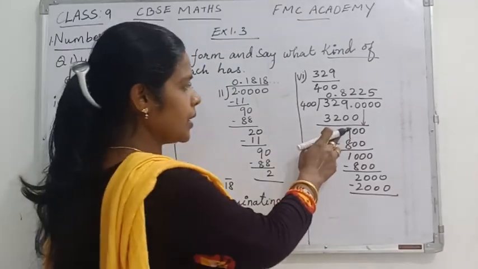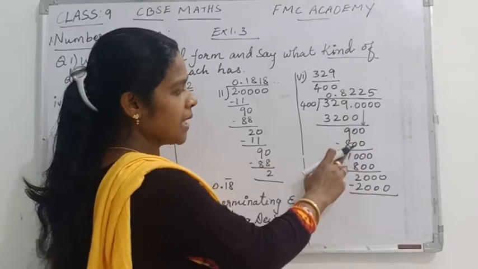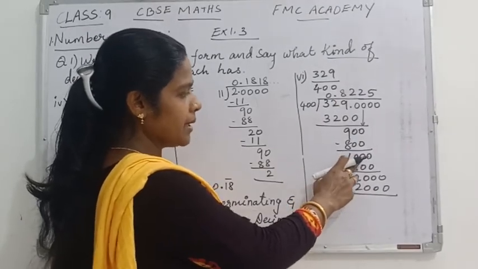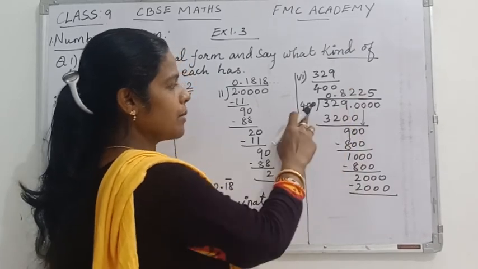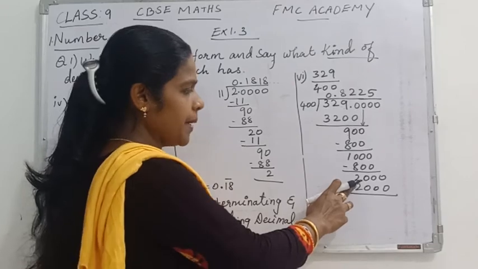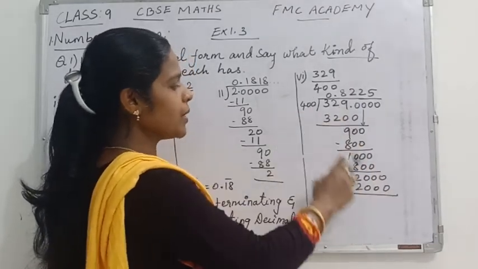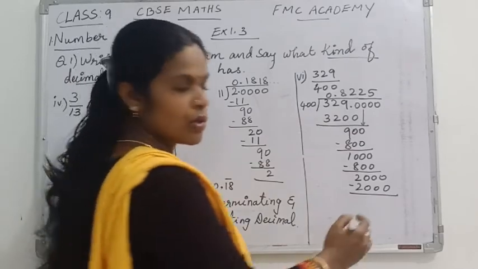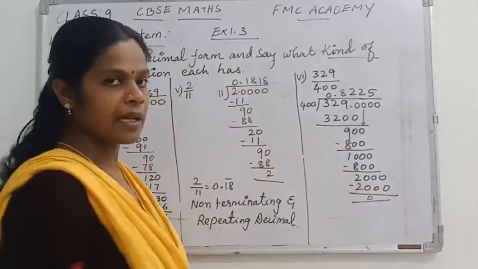In 900 you have to check how many times 400. Of course it will be 2 times, we are getting 800, do minus, you will be getting 100, and then the next 0 we are bringing down, again it will be 2 times, 2 times 400 you will be getting 800, do minus, so it will be 200, the last 0 we are bringing down, 5 times 400 it will be 2000. When you subtract it, you will be getting 0 as the answer. So the remainder here is 0.